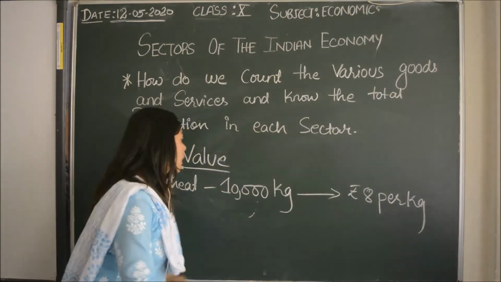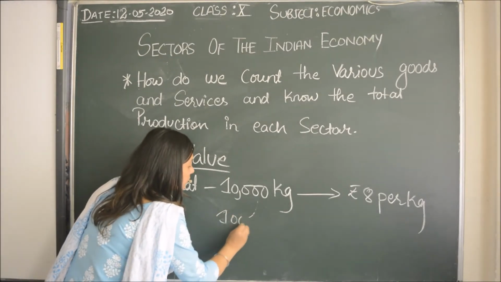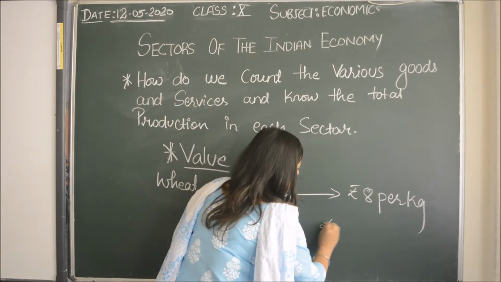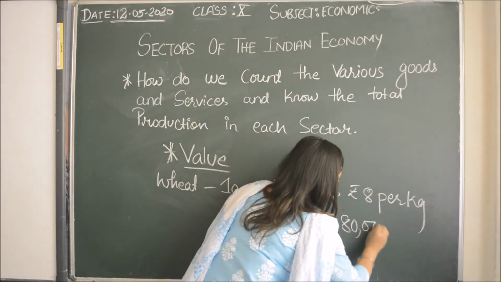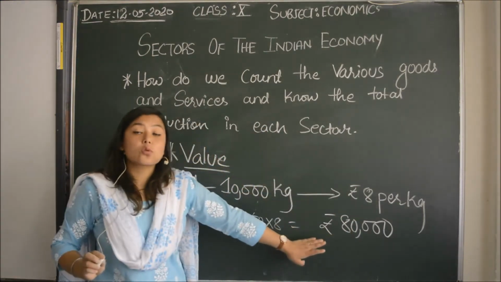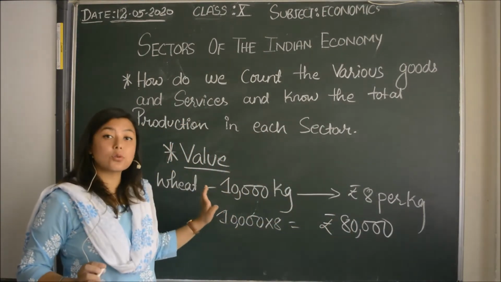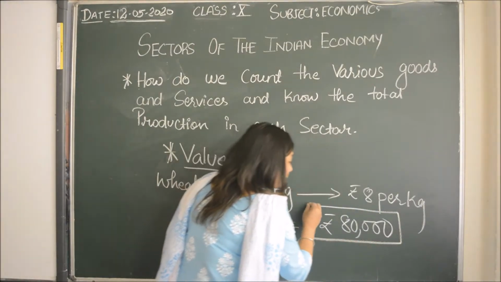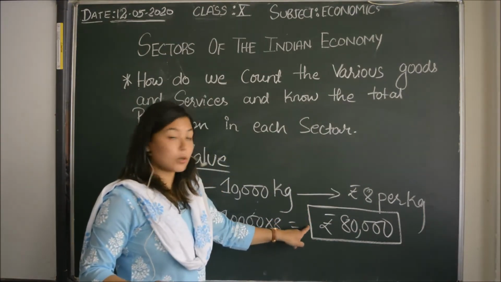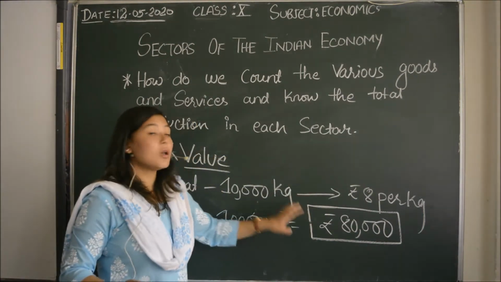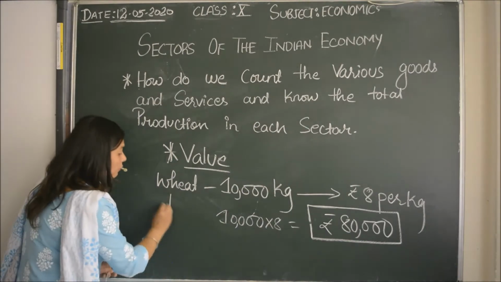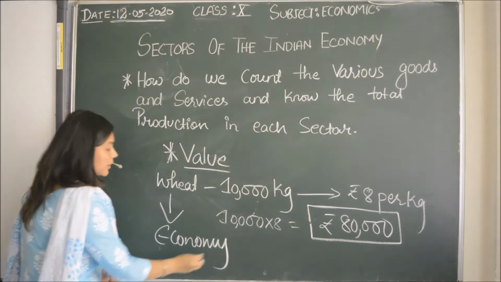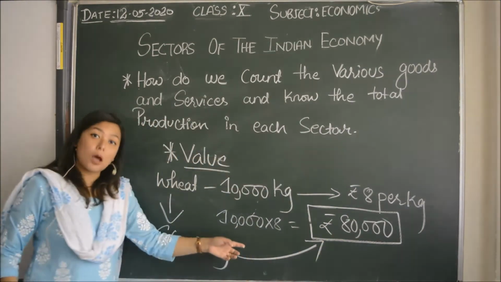So, its value will be 10,000 into 8, which is rupees 80,000. So, the total valuation of wheat is rupees 80,000. We will be taking the value of wheat in rupees, that means the contribution of wheat towards the economy is rupees 80,000.